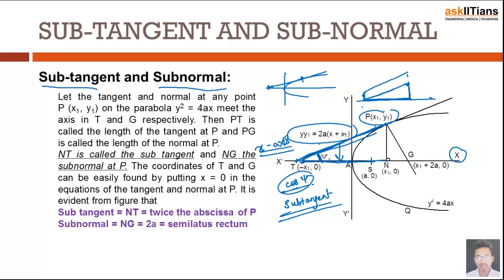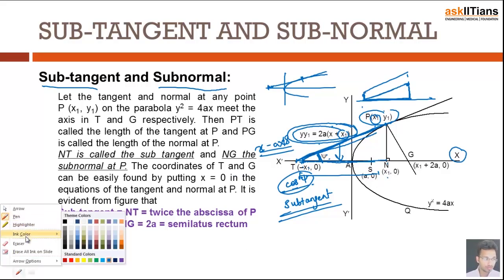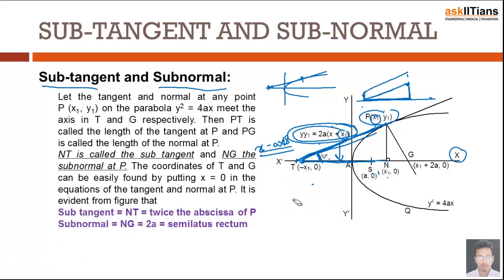Since in this case its axis is the x-axis only, clearly we can see that the intercept from this equation of the tangent will be minus x1, and this point is x1, so the length will be twice x1. Now coming to the subnormal.